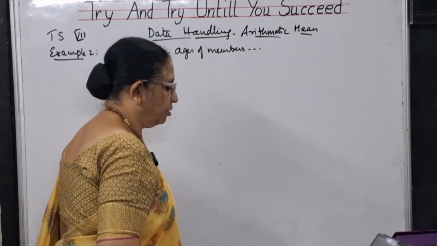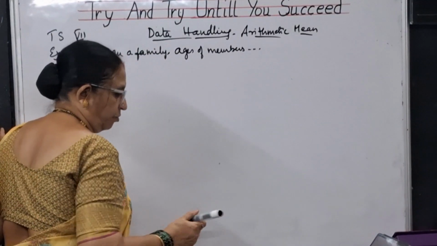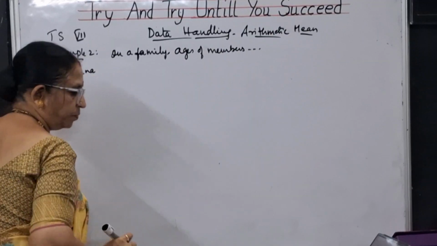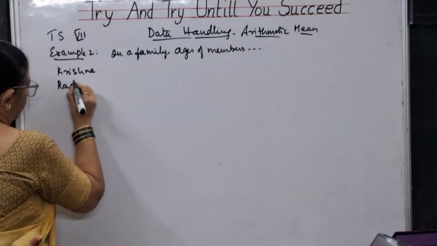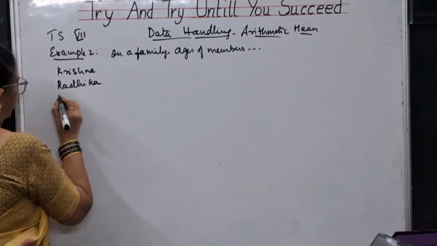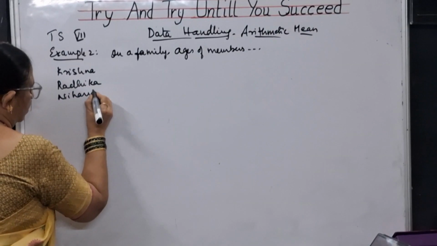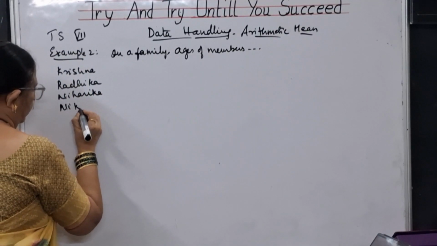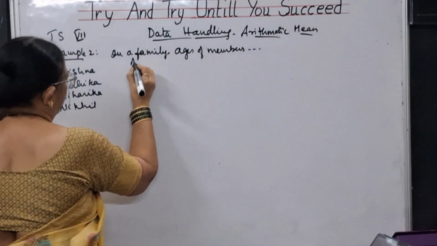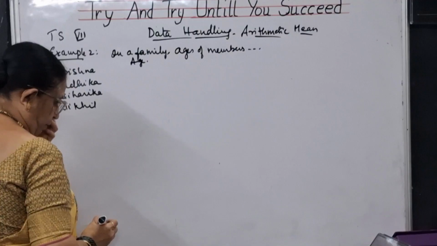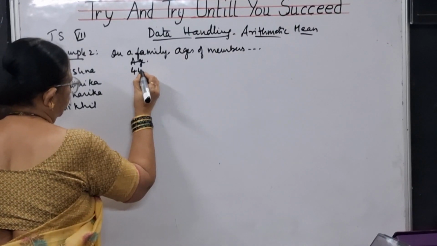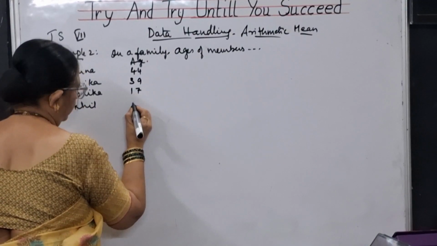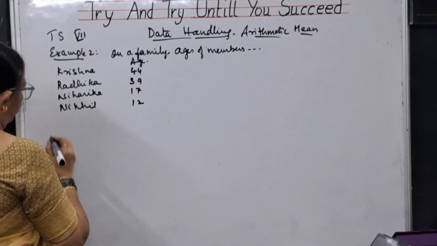So you have got the members of the family: Krishna, Radhika, Niharika, Nikhil. These are the family members and their ages: 44, 39, 17, 12.